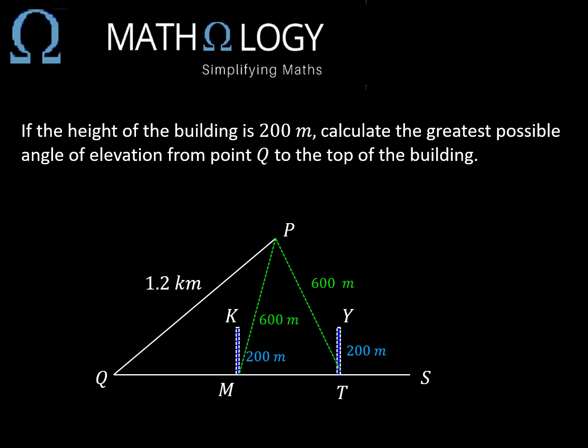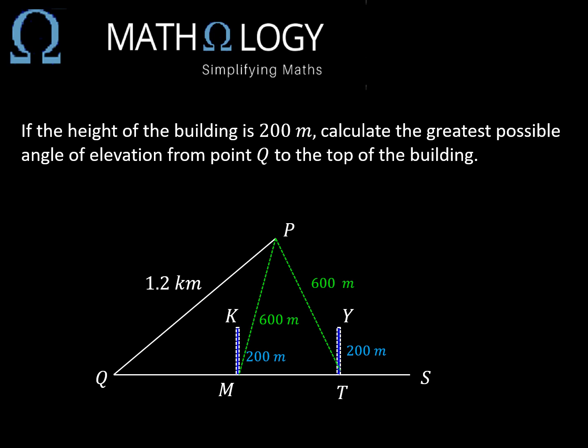Let's look at that a little closer. All we are told is that the building lies at a particular point on QS. We therefore do not know the exact position of the building, which is why two possible locations were drawn in. Of course, the building could be at any other point on QS.